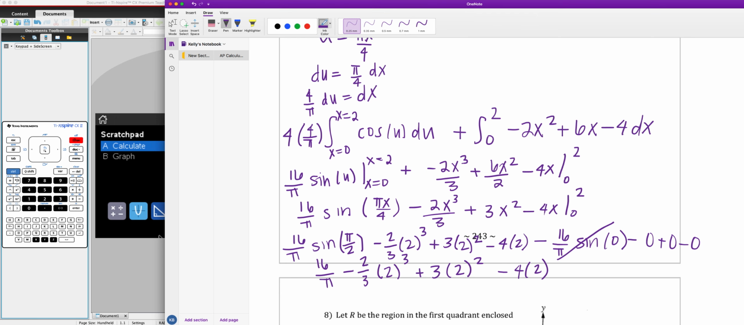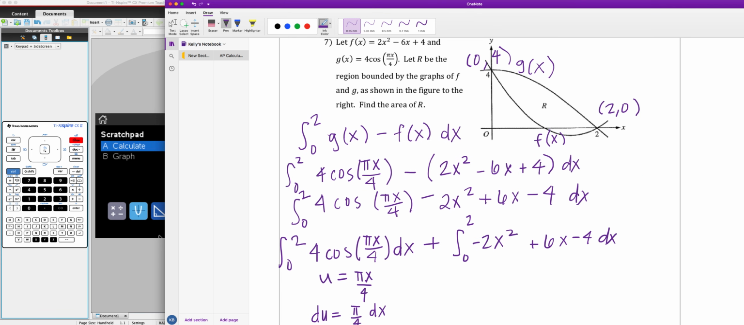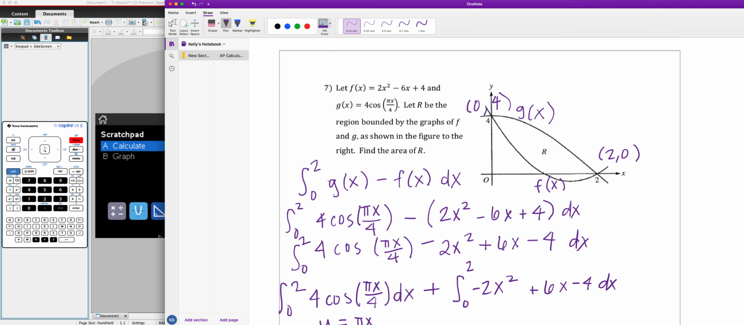So as a little recap on this problem, I do have the graph. They did not label the graph all the way for me, so the first thing I had to do was figure out which one is the top curve and which one is the bottom curve. From there, I can set up my integral to find the area between curves. Remember, the area between any two curves is the integral from my left bound to my right bound of my top curve minus my bottom curve. So that is how I got the integral from 0 to 2 of g of x minus f of x.